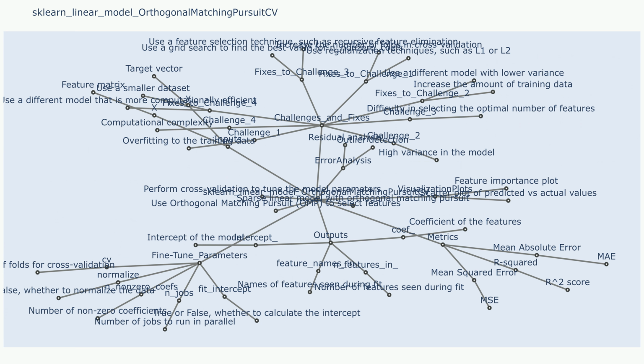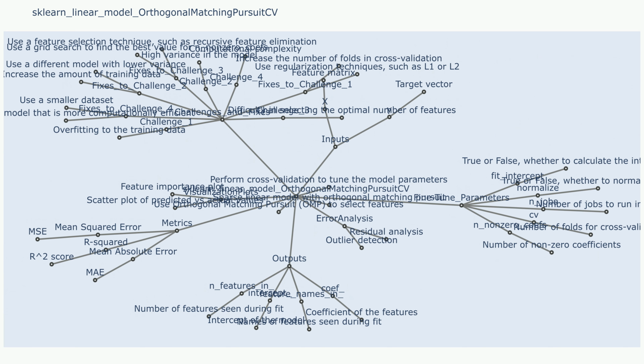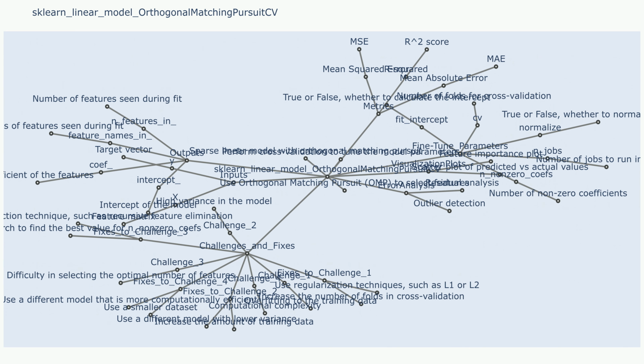Challenges and fixes. Challenge 1. Overfitting: when the model is too complex and captures noise in the data, leading to poor generalization. Sample use case that resulted in challenge 1: using a high number of non-zero coefficients or a small dataset. Fixes to challenge 1. Increase the size of the training data. Reduce the number of non-zero coefficients. Use regularization techniques like L1 or L2 penalties.